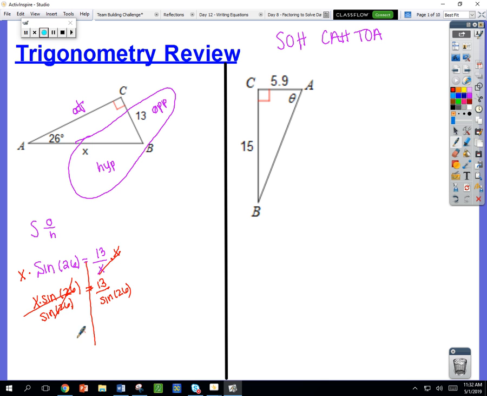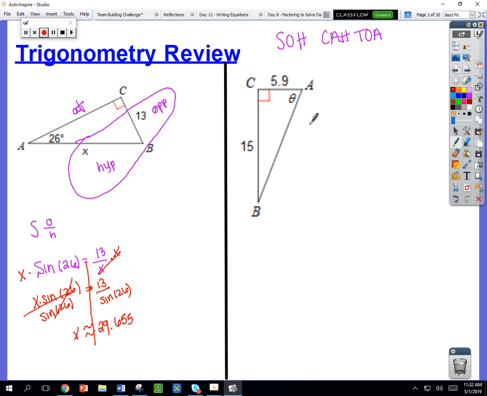And when I do that, I get 29.655. I'm estimating out 3 places. So that's how big that side is, my hypotenuse.